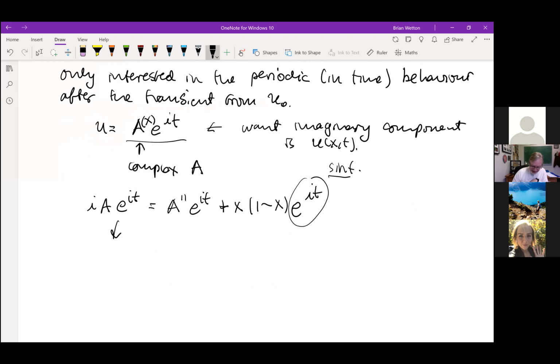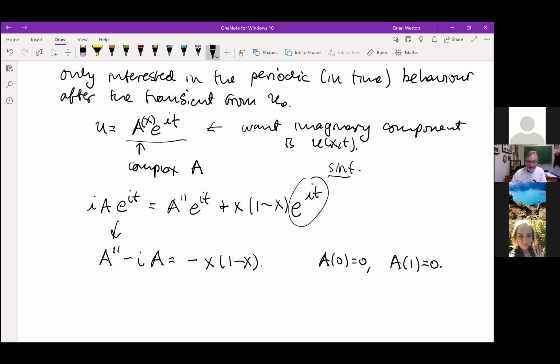Right, so now I'm going to have a pretty simple ODE. It's simple, except it's got a little bit of complexity, right? I've got A double prime minus i times A is equal to, which way did I do this now? It's minus x times 1 minus x. And I've got A of 0 equals 0 and A of 1 is equal to 0.